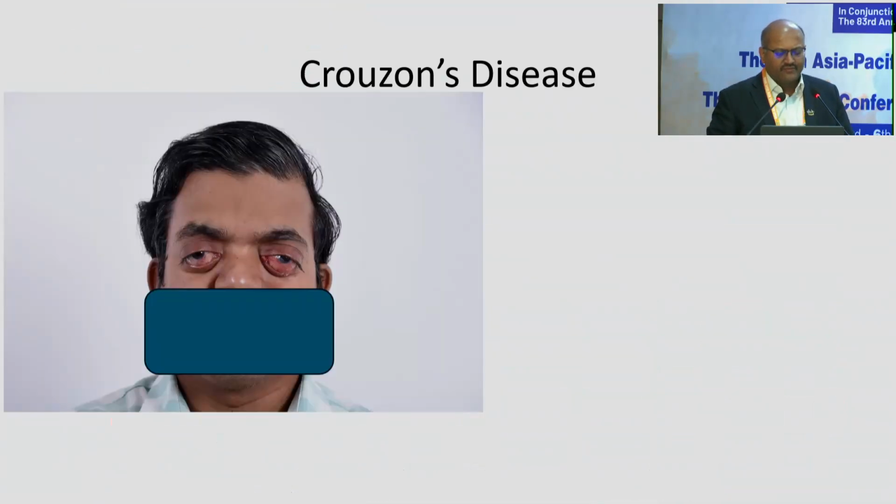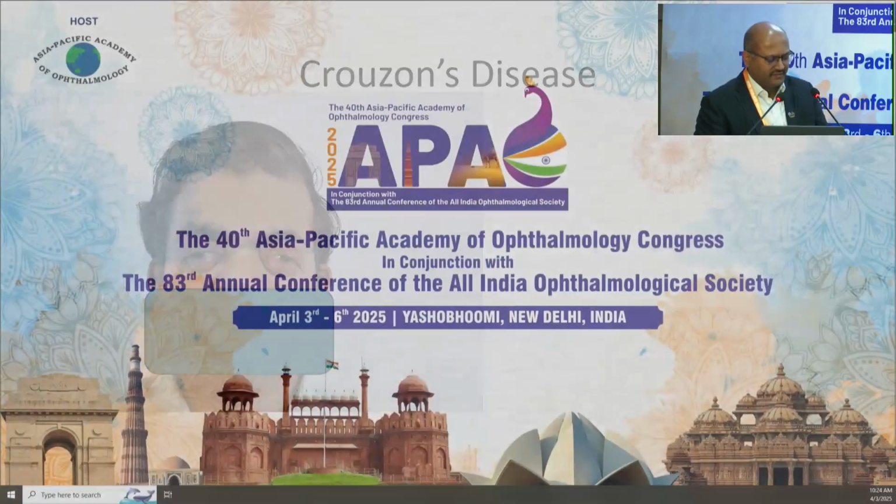The other place where we have used it is in Crouzon syndrome. This patient came to us with low vision, and we were able to rehabilitate him very well using a phaco-GAT procedure. I'll stop here. Thank you for your patient listening.